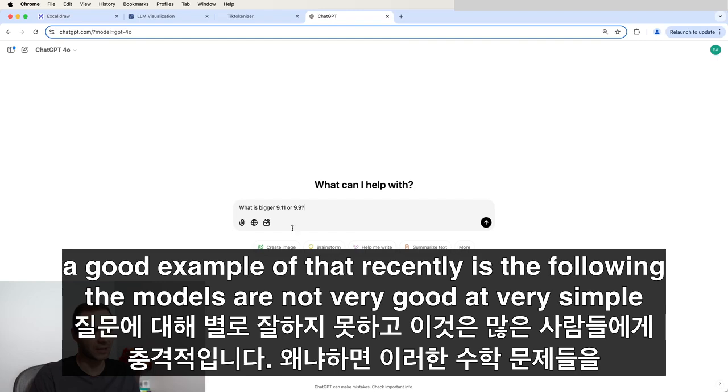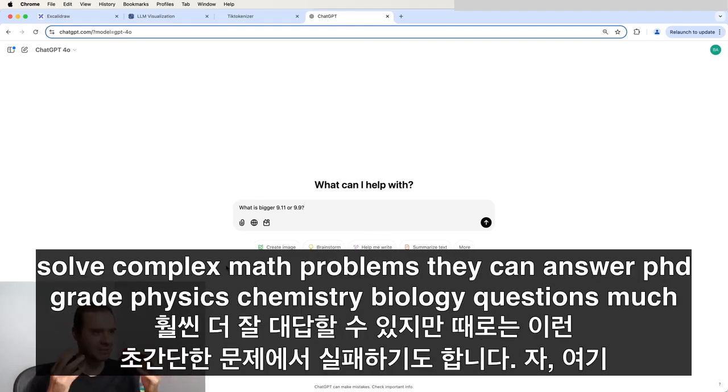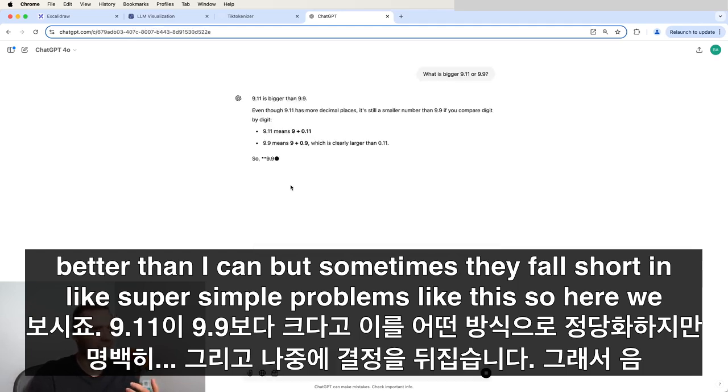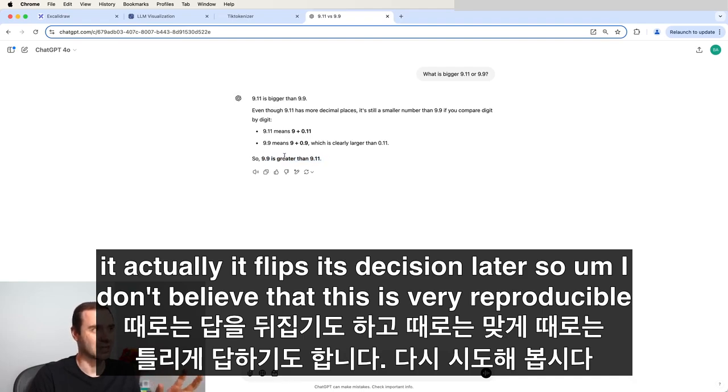The models are not very good at very simple questions like this. And this is shocking to a lot of people because these models can solve complex math problems. They can answer PhD grade physics, chemistry, biology questions much better than I can, but sometimes they fall short on super simple problems like this. So here we go. 9.11 is bigger than 9.9, and it justifies it in some way, but obviously, and then at the end, okay, it flips its decision later.